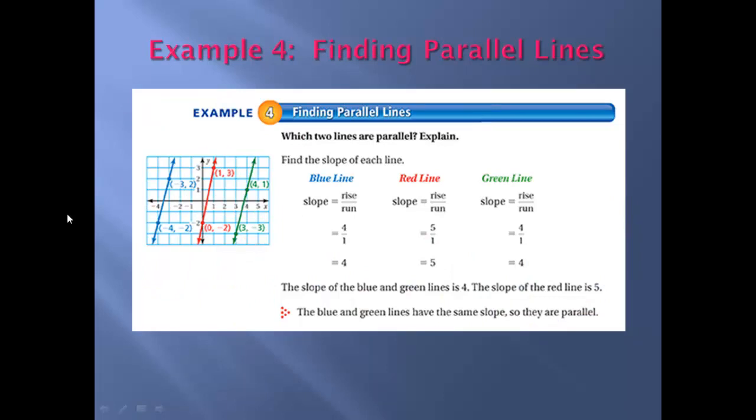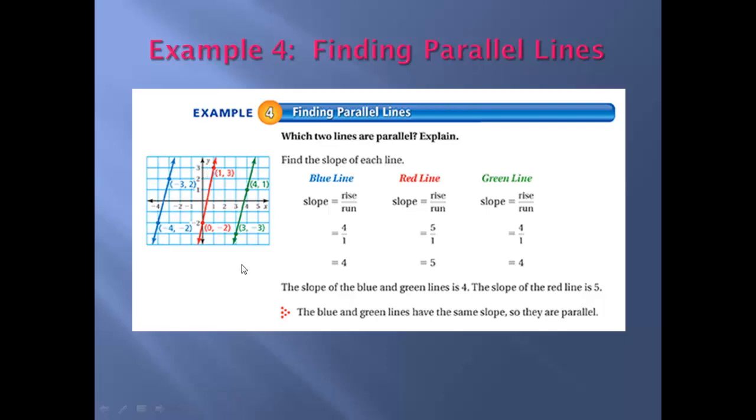Explain. In order to figure out which lines are parallel, we're going to find the slope of each line. For the blue line, the slope would be 4 over 1, or 4. Our rise would be 1, 2, 3, 4, and our run is 1. For the red line, our rise over run is 5 over 1. We start with this point, we go up 1, 2, 3, 4, 5, and then over 1. So our slope is 5.